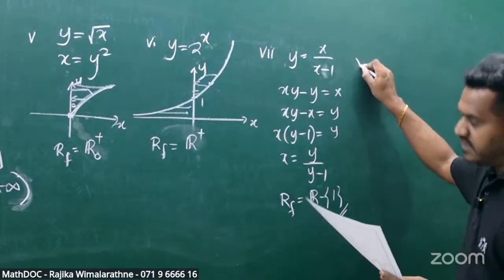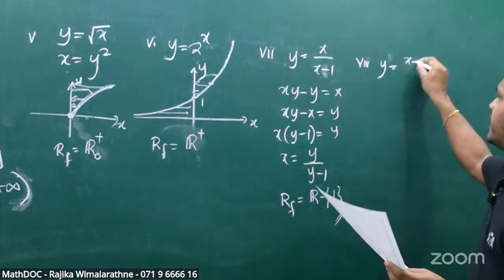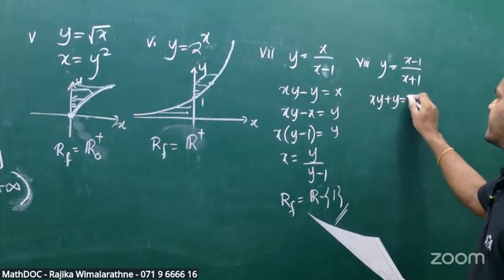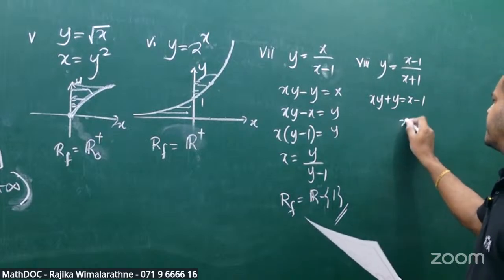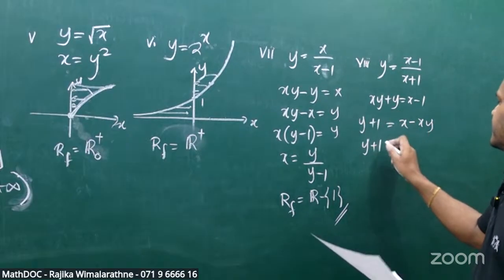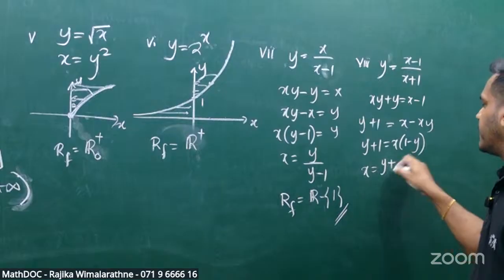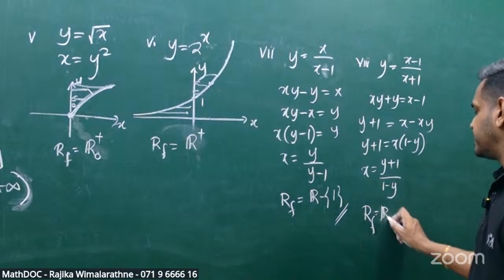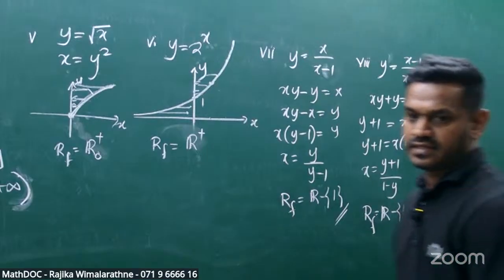Then the eighth one, y equals x minus 1 over x plus 1. Then cross multiply. Then subject x. Then x minus xy equals y plus 1. Take x outside: x times (1 minus y). Then x equals y plus 1 over 1 minus y. Then the range is usually the real set, but here remove 1. That's how we obtain the range.